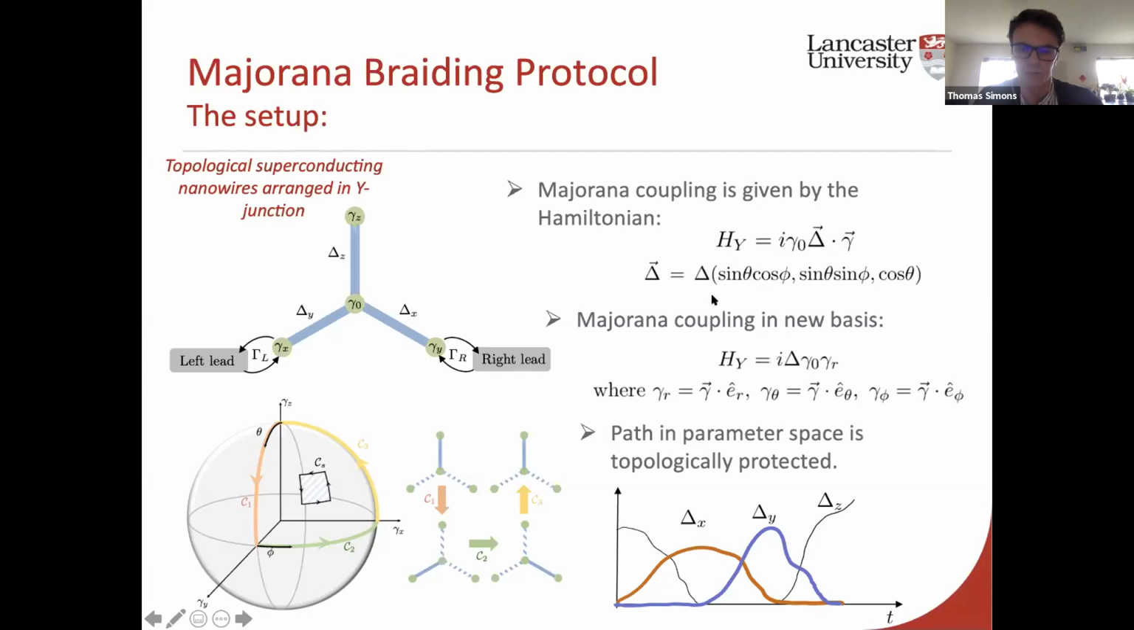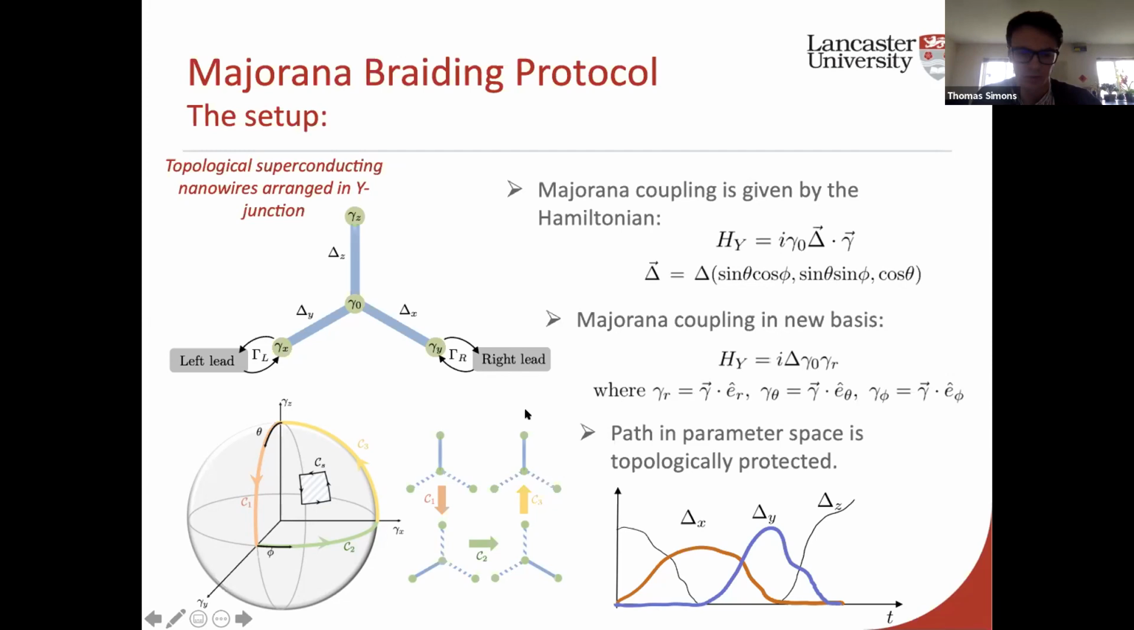And if we parameterize these couplings in terms of 2 angles, theta and phi, we can represent the state of our system as any point on the surface of a sphere. And if we drive these couplings, this will be represented by contours on this sphere, as we can see here. We can also define 3 Majoranas in this spherical coordinate basis, so gamma r, gamma theta, and gamma phi. And if you write the Hamiltonian in terms of these new coordinates, we see that gamma 0 is only ever coupled to gamma r, and the ground state of our system is always twofold degenerate and spanned by gamma theta and gamma phi.